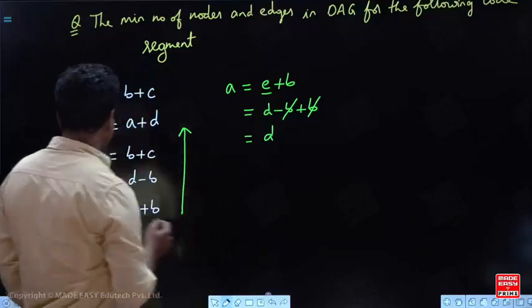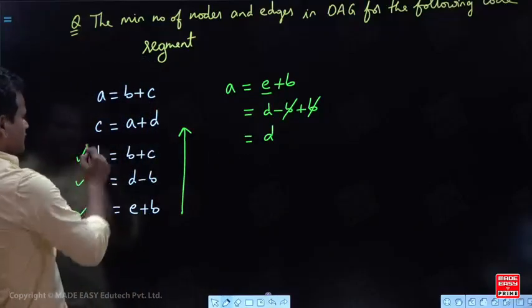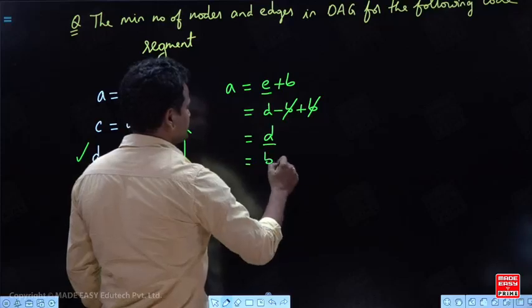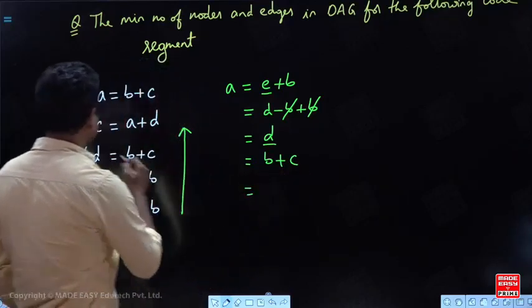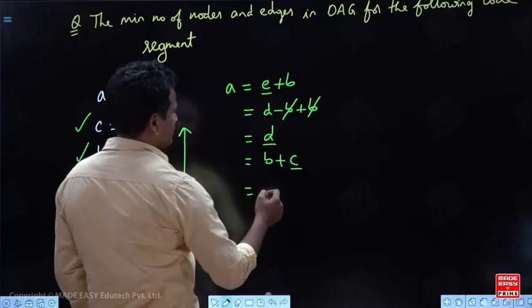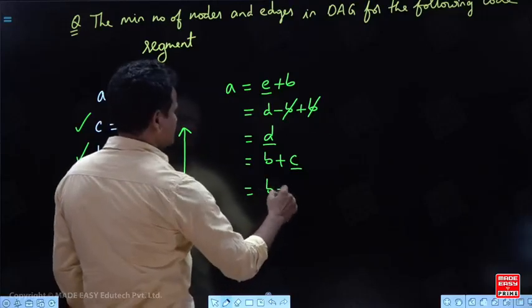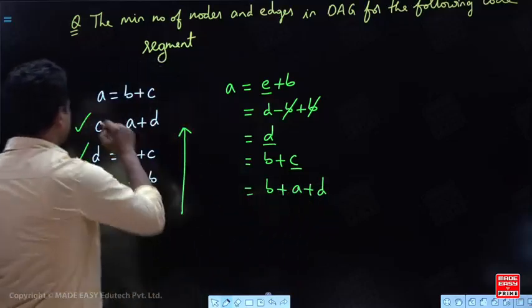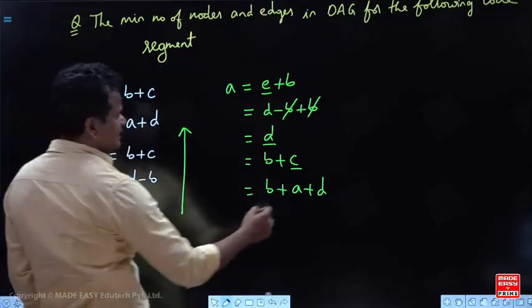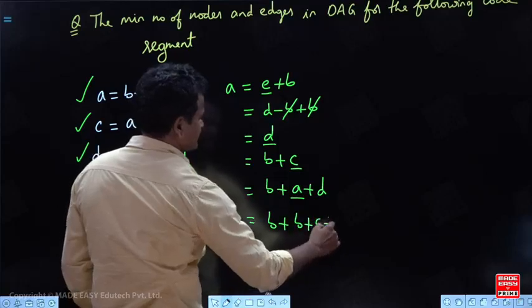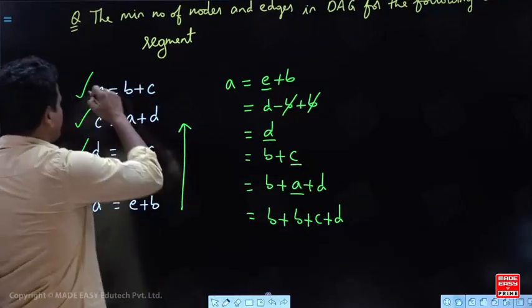Now D. Bottom to top. Next D. D equal to what? B plus C. So this is done. Then go for C. What is C here? B plus C is A plus D. Okay, we have gone. Then go for A. What is A here, in A place? B plus C plus D. Okay. Then we have reached.